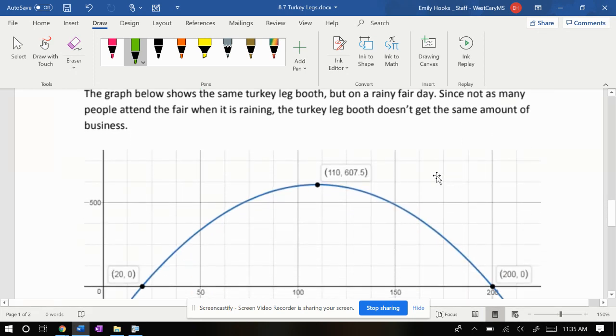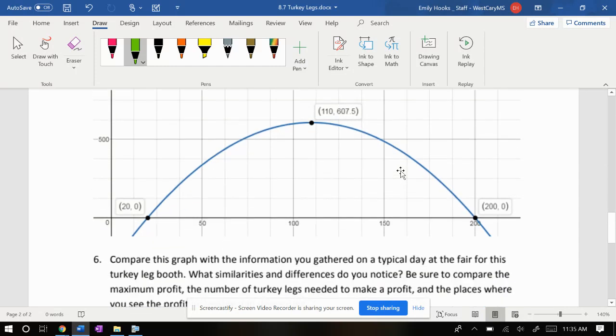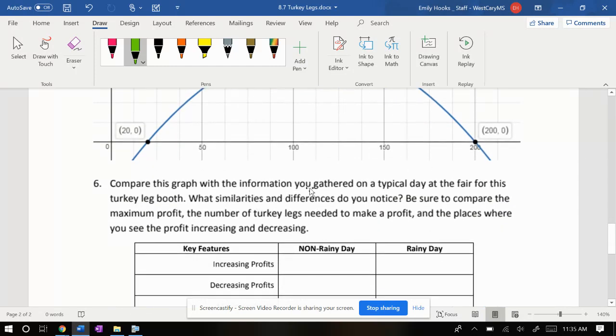All right. The next part of the problem, I'm going to zoom this out a little bit so we can see the graph a little bit better. The graph shows below the turkey leg booth, but on a rainy day. So the one above was just for a regular day. But since not many people attend the state fair when it's raining, the turkey leg booth doesn't get the same amount of business. So we're going to compare the graph with the information that you gathered on a typical day. What similarities and differences do you notice? Be sure to compare the maximum profit and the number of turkey legs needed.